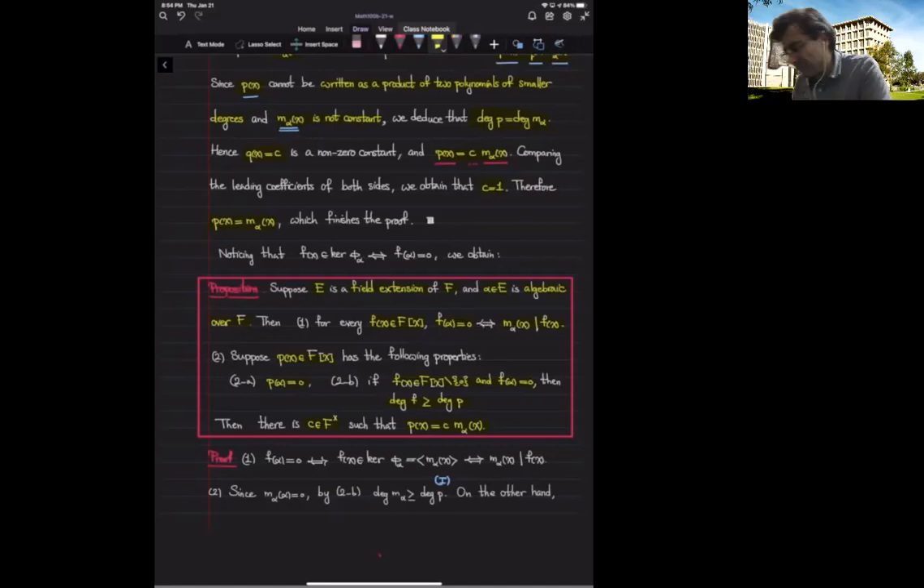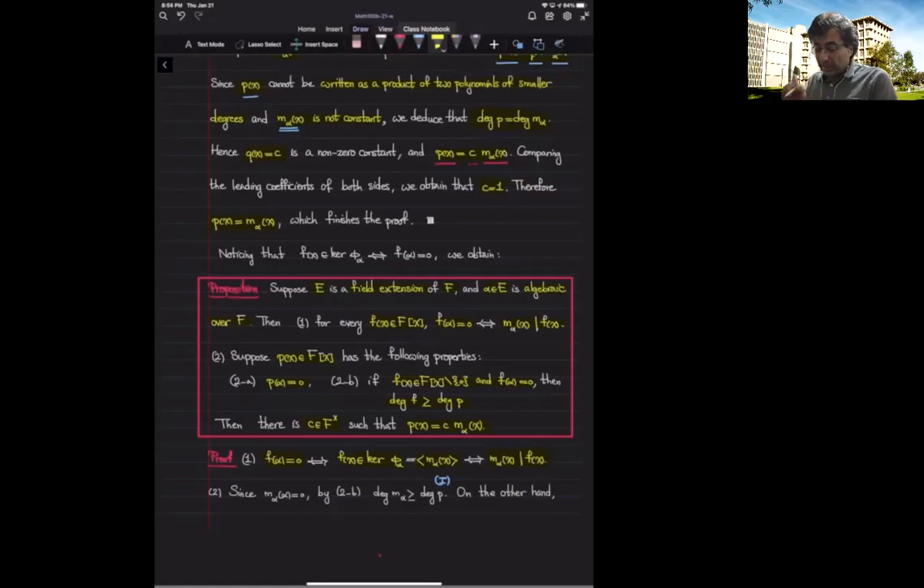Let's do that. The first part is actually straightforward from the fact that M sub alpha generates the kernel. So f of alpha is 0 precisely when it belongs to the kernel of the evaluation. But the kernel of the evaluation map is generated by the minimal polynomial of alpha over F. And that means that this happens precisely when f is a multiple of the minimal polynomial. So this shows the first part. Now let's go to the second part.